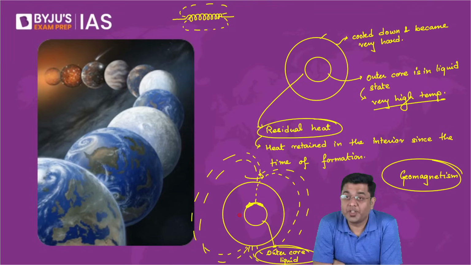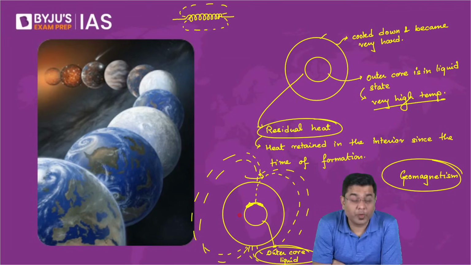UPSC has asked a question in the prelims examination that the magnetic poles of the planet have remained consistent since the time of its formation, true or false. So, if you know about the formation of the planet, you will always understand that everything continues to change. It keeps on evolving.